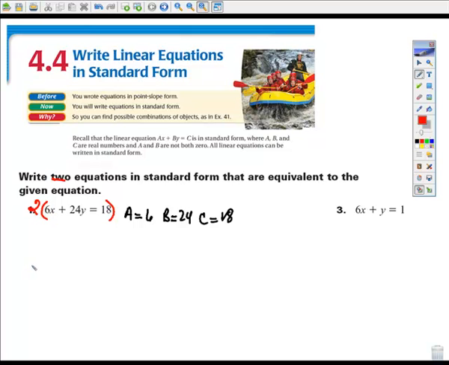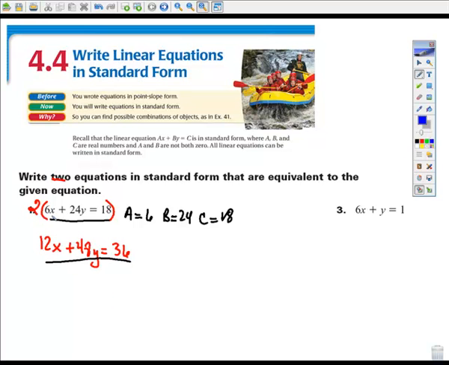I'm going to go ahead and multiply everything by 2. So 2 times 6x is 12x, 2 times 24y is 48y, and 2 times 18 is 36. So these two lines or equations are equivalent. If you were to graph them out, they'd be the exact same line. It says to come up with 2.